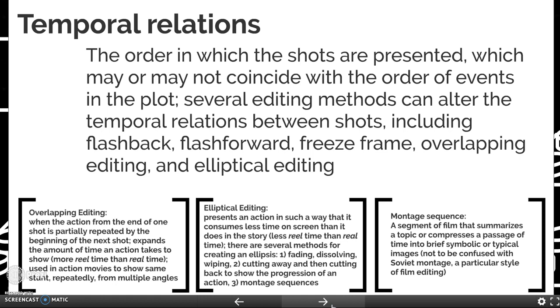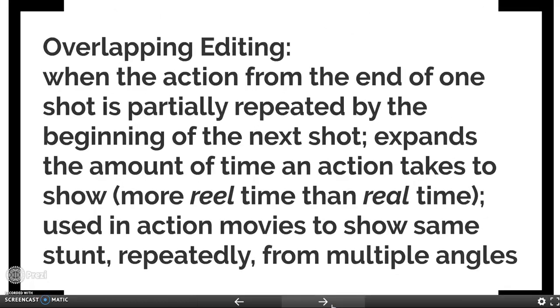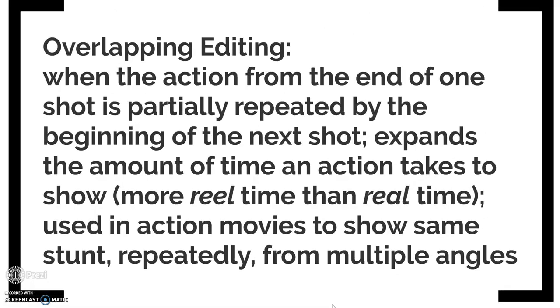Now, two additional ways that an editor can alter the temporal relations between shots is through the use of overlapping editing and elliptical editing, which are a little bit more specific and difficult to define. Now, overlapping editing refers to when the action from the end of one shot is repeated by the beginning of the next shot. It expands the amount of time an action takes to show. When I say more real time than real time, I mean it takes longer on the film than it would actually take to do that thing.